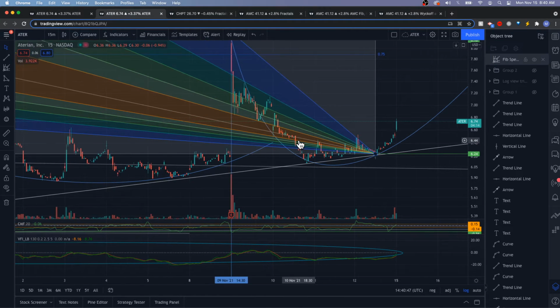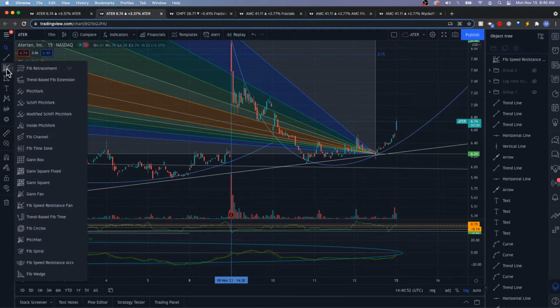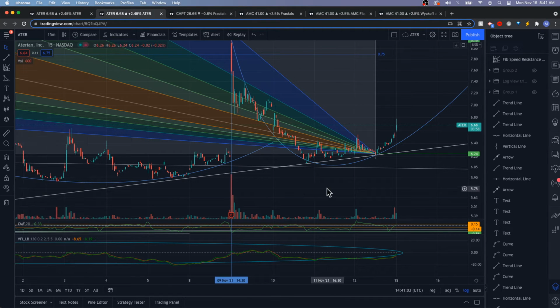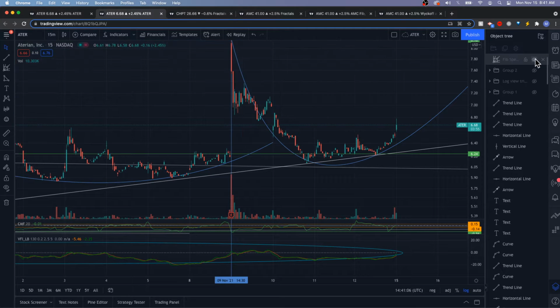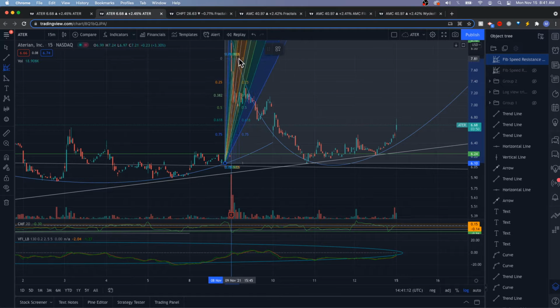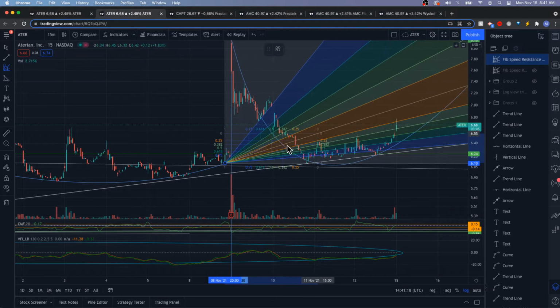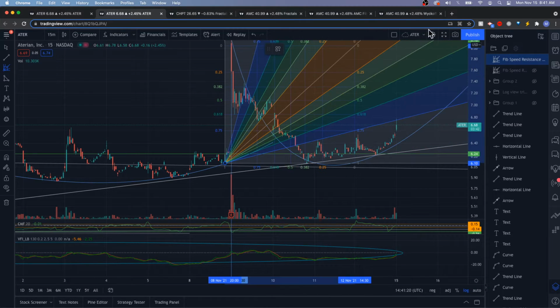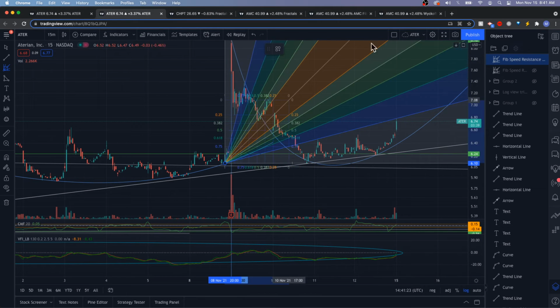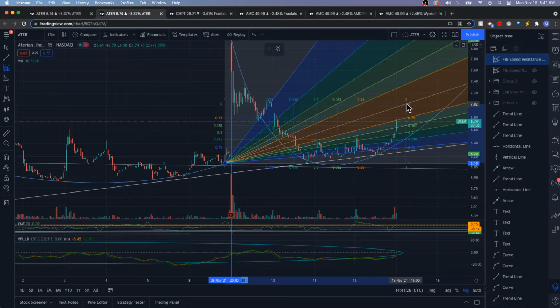So what you see right here is a Fibonacci speed fan. This is one of the tools that you can use in a lot of your programs. It's called Fib Speed Resistance Fan. Normally, the way that you would use this, let me turn this one off, is that you would take this and look at, from a bottom value, maybe you would do something like this, and this could help you predict. You can widen it and narrow it, and you probably want this to be pretty wide.